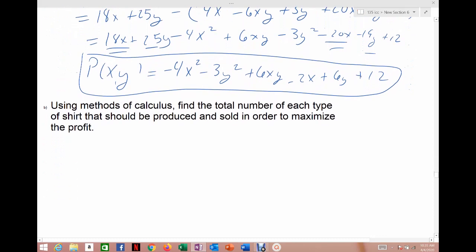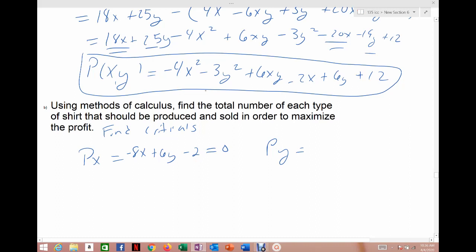Alright, so I'm going to make sure I'm careful. So method of calculus means find your critical values, which means find your first order derivative, set them equal to 0, and solve. So first derivative with respect to x, first derivative with respect to y. So first derivative with respect to x: negative 8x, zeros away, 6y, minus 2, zeros away, zeros away. So there's my first derivative with respect to x, and I'm going to go ahead and set it equal to 0. Because like I said, that's a key step.